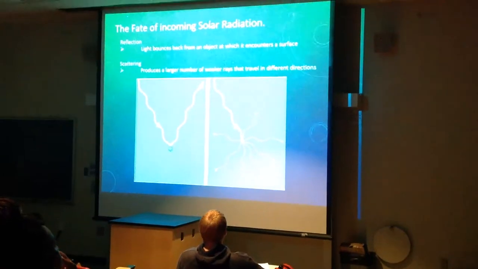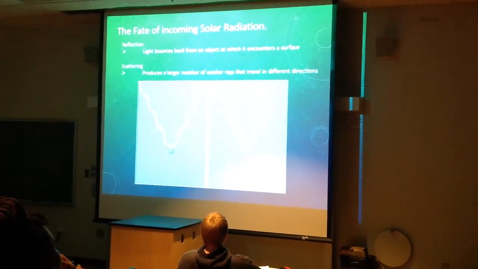So what's the fate of incoming radiation? We have reflection. Light bounces back from an object when it encounters the surface. The big takeaway from this is if we have a molecule up here, we have an incoming radiation, like UV, coming in at this angle. When it leaves, it's going to be at that same angle as it goes out. So it's going to be like a V.